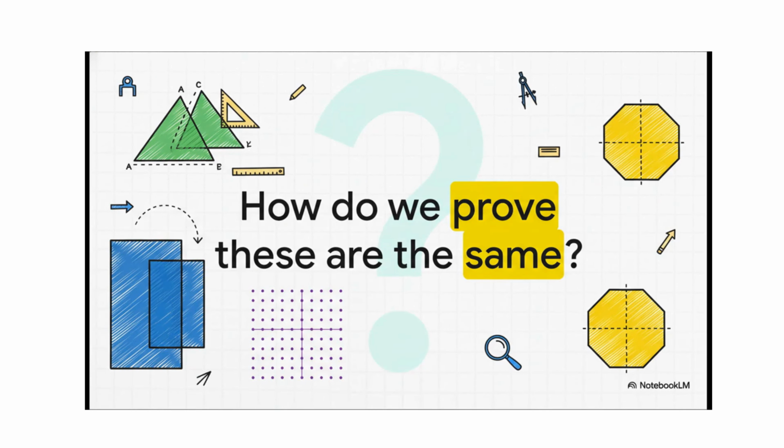So take a look at these two shapes. I mean, your gut tells you they're the same, right? They look identical, just one's kind of flipped and moved over there. But in the world of math or design or engineering, "it looks the same" just doesn't cut it. How do you actually prove it step by step with 100% certainty?